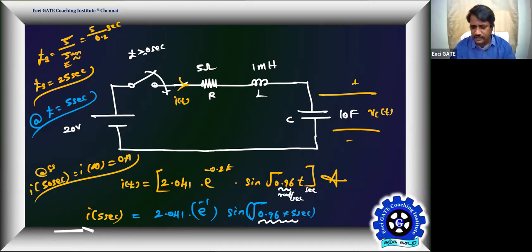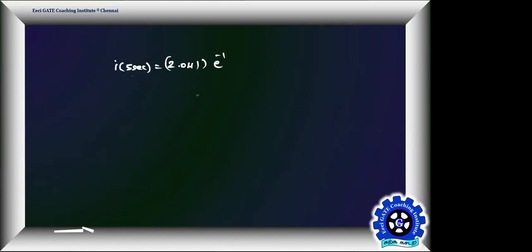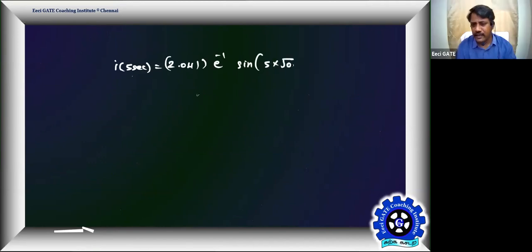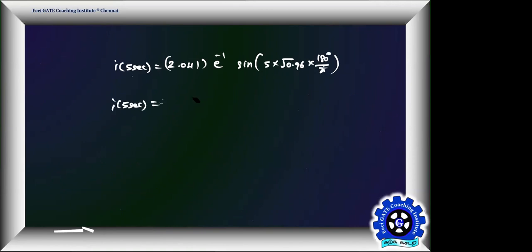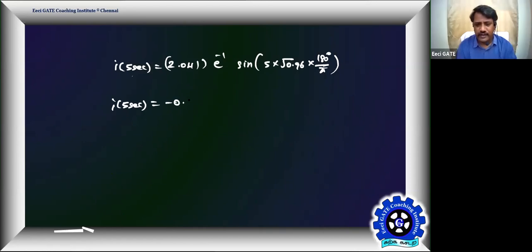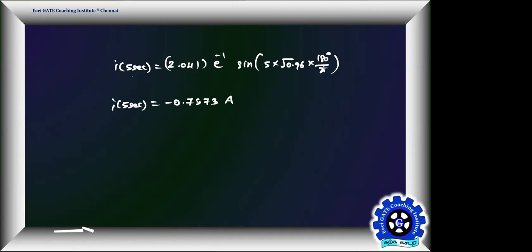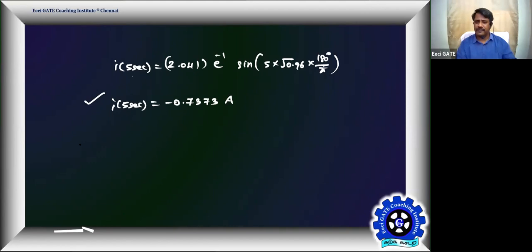Okay, that's a caution. So 5 into, let me do it once. Sine of 5 into root of 0.96. That is in radians, so 180 degrees by pi, or directly keep the calculator in radian mode and you can get the correct answer. The mode is very important. Tell me now, same answer or different? Minus 0.7373. Yes, sir.